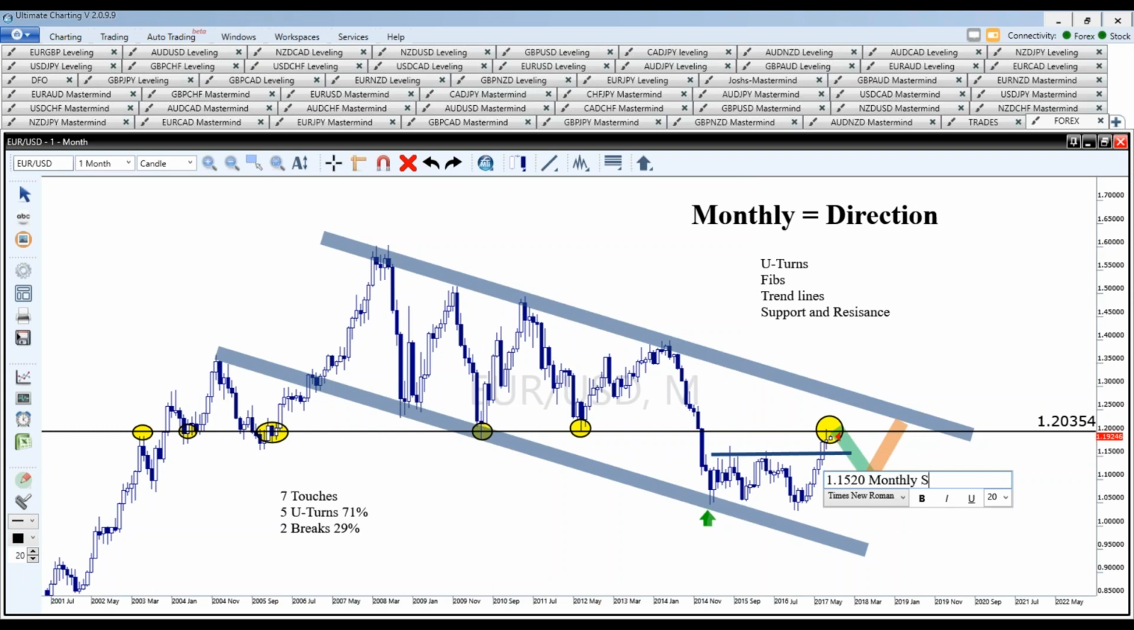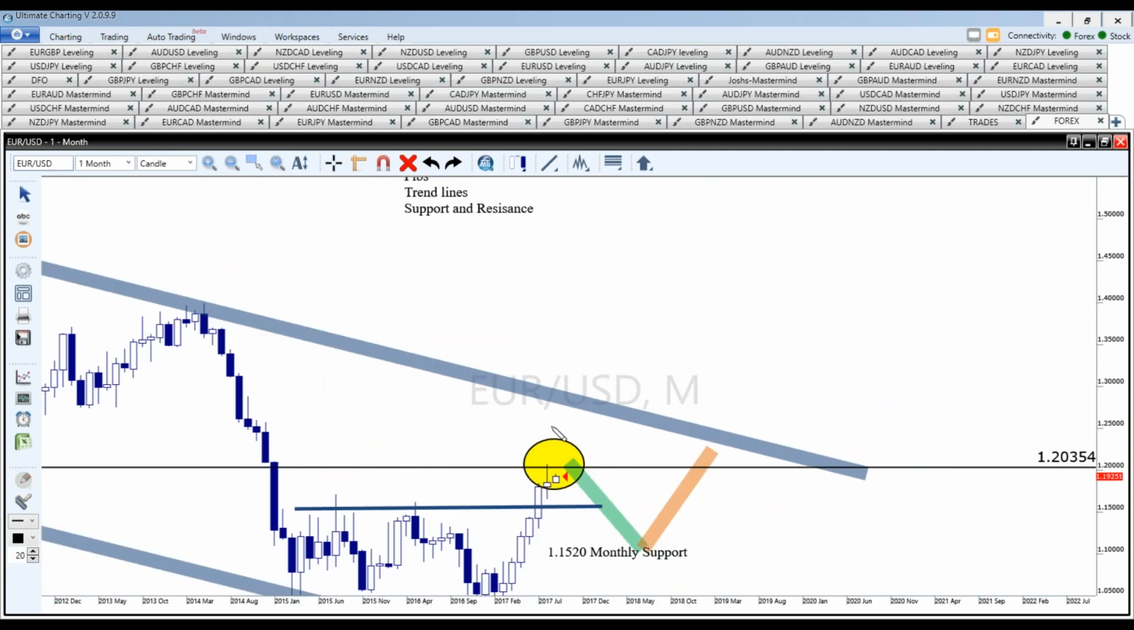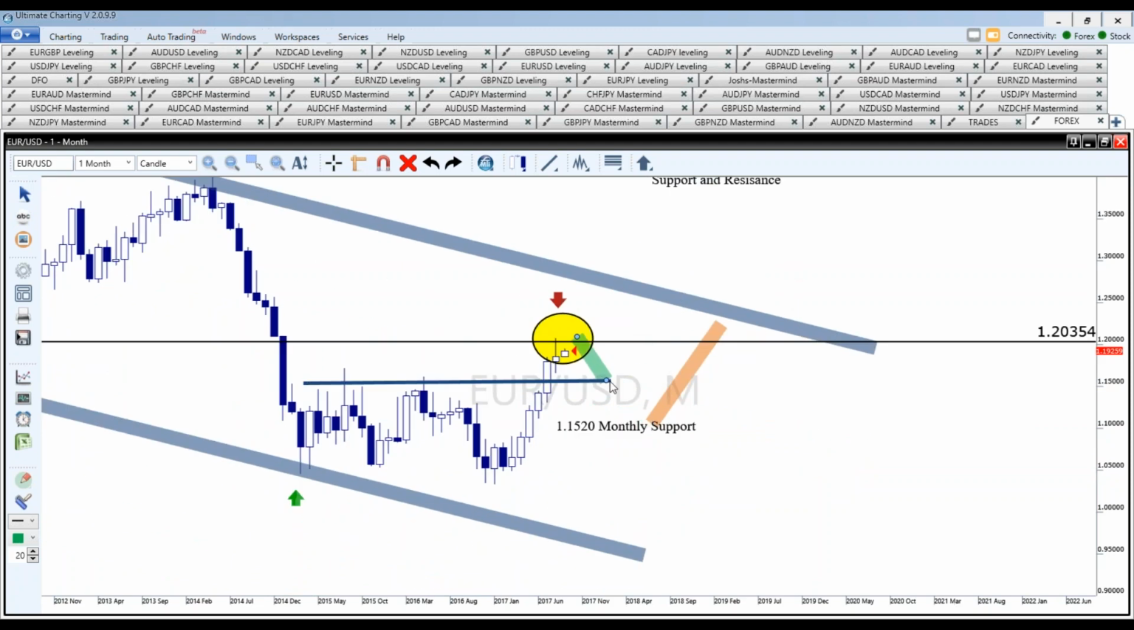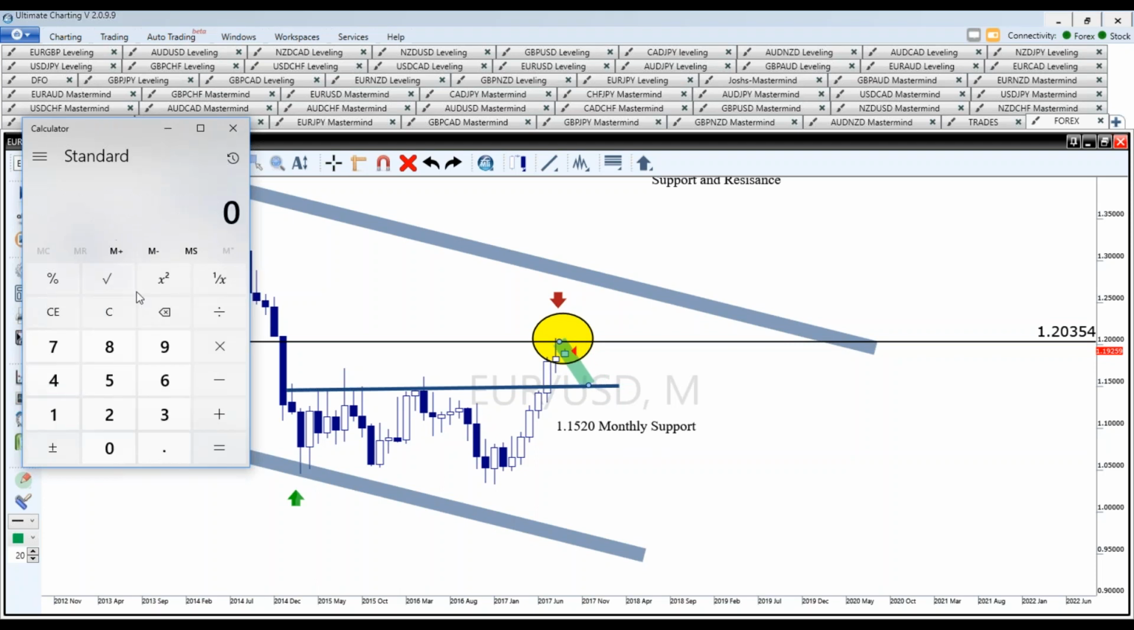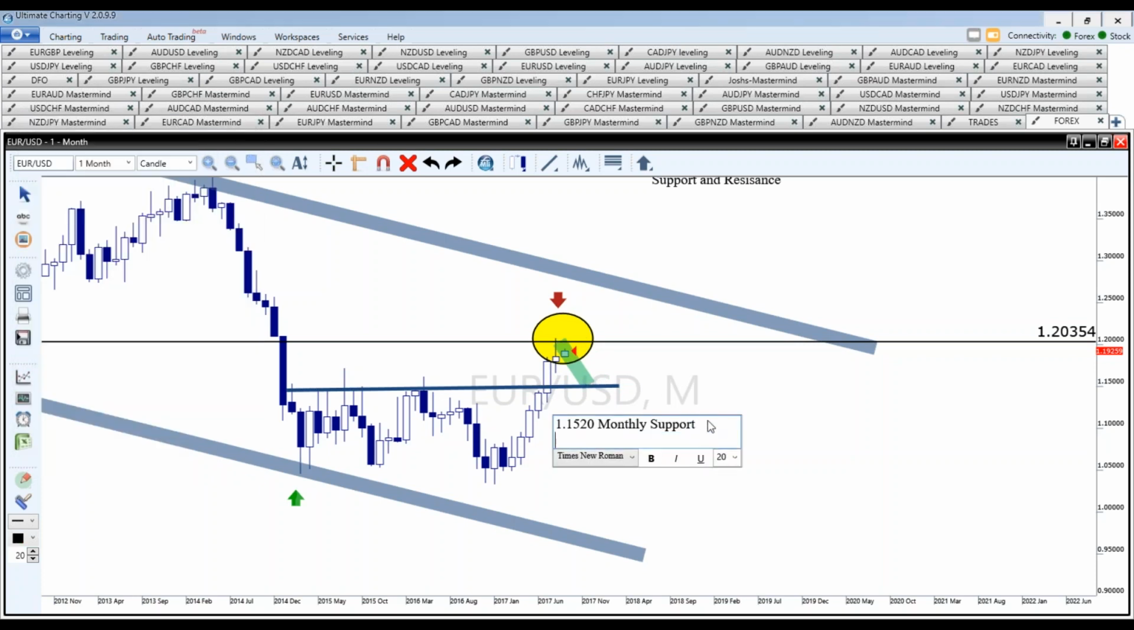1.1520 is going to be the monthly support. That is our opportunity. If you and I were to sell this market bearish right now, which we have a 71% chance of winning if we do, then we want to take the trade to at least, to be conservative, to this blue line, because this blue line is where the market hesitates. You have a U-turn, U-turn, U-turn, U-turn, U-turn. More than likely the market's going to touch that because that's where it U-turns. 1520 minus 1925, that's about 405 pips away. So we make that our limit, 405 pips away.